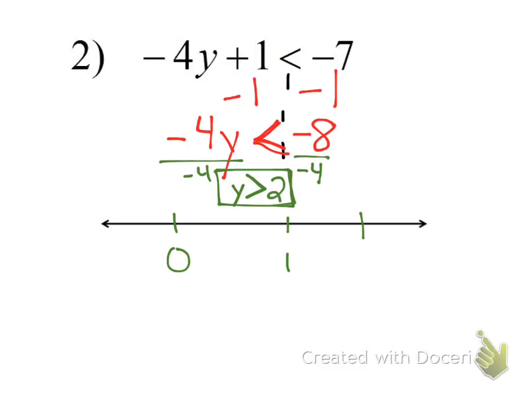Remember, you can just put the important numbers. Put a circle where the 2 is on the number line. We're not going to fill this one in because it's not an or equal to, and we're going to shade into the right. That's where we're talking about y values. That's where the y values will be greater than 2.